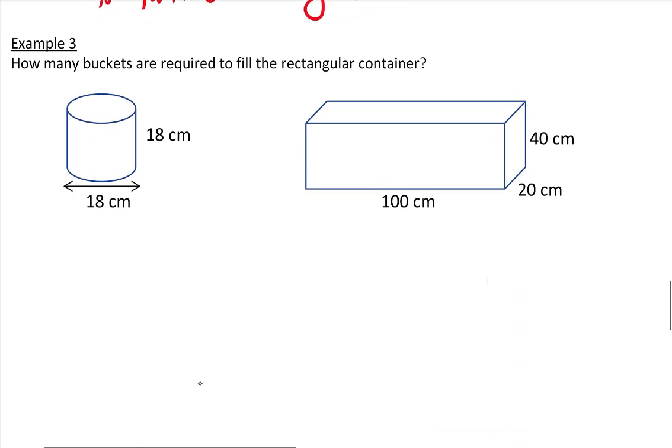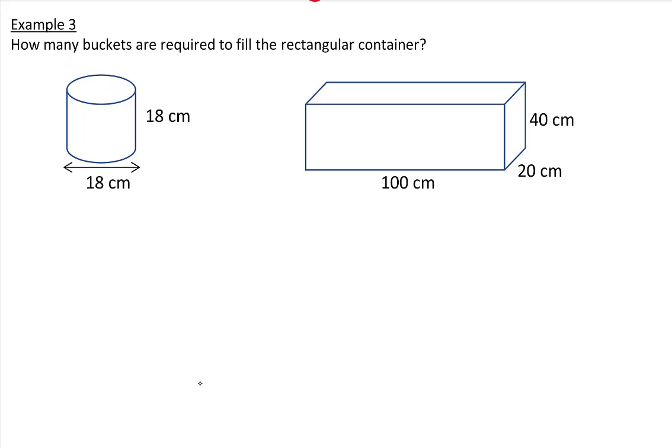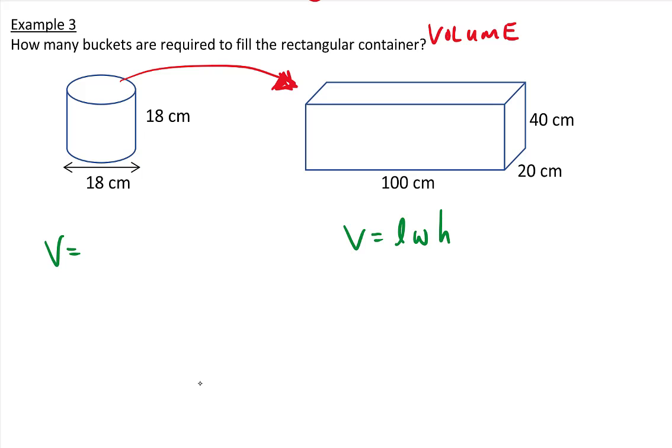And last example. How many buckets are required to fill this rectangular container? So how many of these buckets are we going to need to fill this container? And all this is a ratio of the two objects that we have. And to fill a container, we're thinking of volume. So we're going to need the volume of both these containers. If we look at a formula sheet, the volume for a rectangular prism is length times width times height. And the volume for a cylinder is pi r squared times the height.